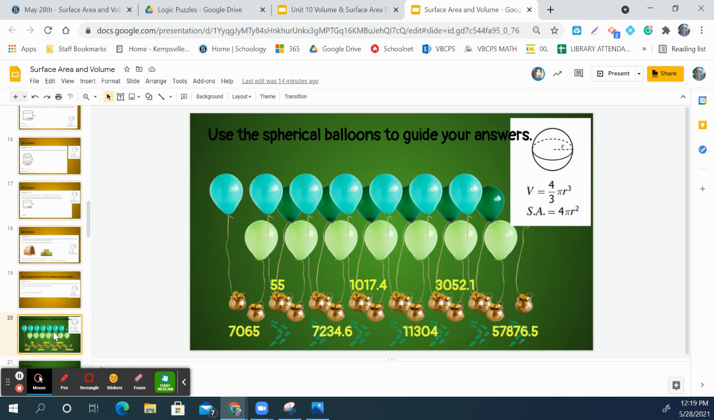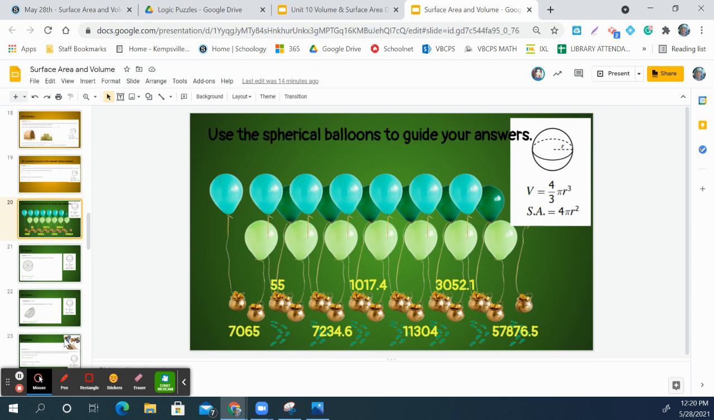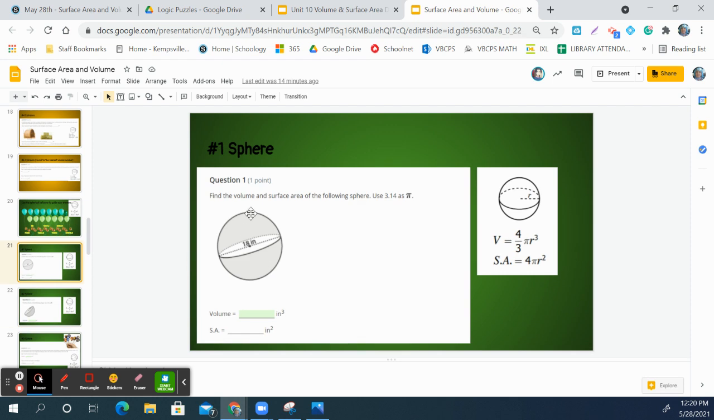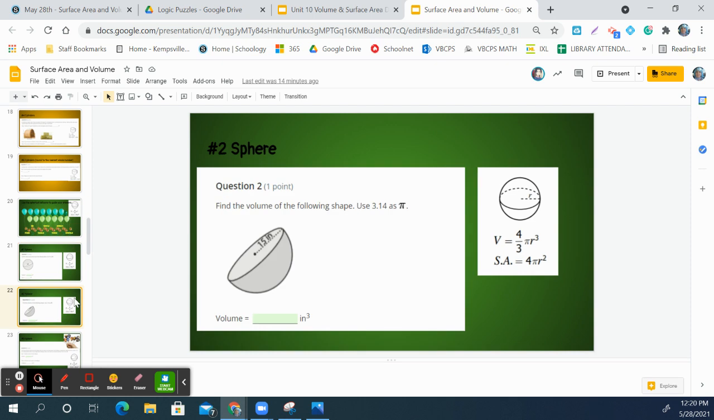The green slide starts spheres. The important thing to know about spheres is that if you slice them in half, you literally just divide in half. So question number 1, you would use the whole volume formula. Question number 2, you'd use the volume formula and then divide your answer in half.